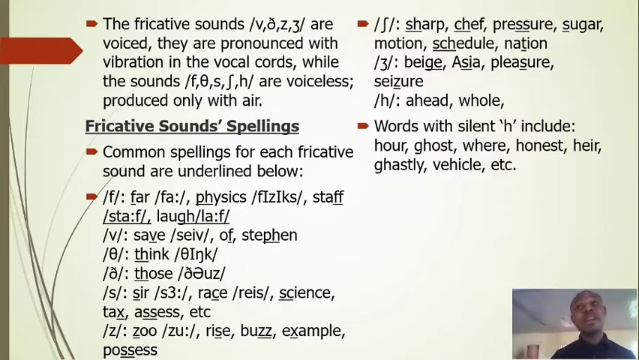So you don't say the man of God with an f sound, you say the man of God with a v sound. And then you have Stevie. Now you go down to the other sounds, you find it with TH only as spelling symbols. And then you have letter S as in sir, letter C as in race, cell, letter SC as in science, letter X as in tax, letter SS as in access.